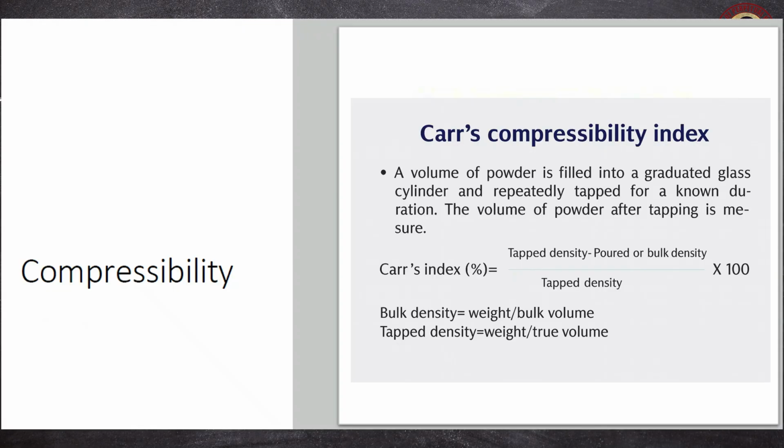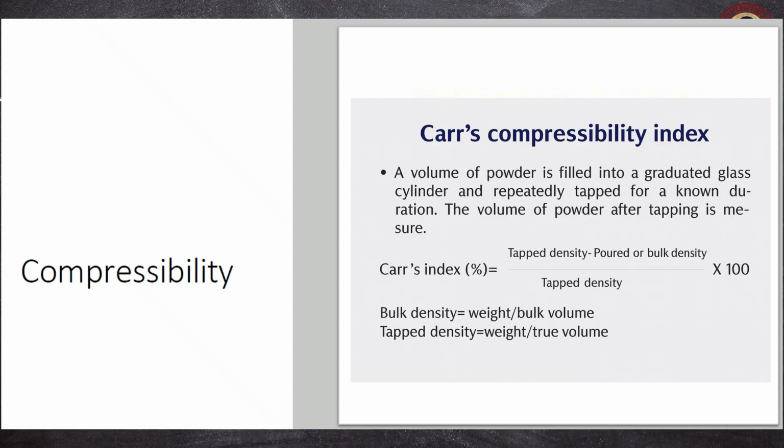Let's talk about compressibility, a key indicator of how well a powder can be packed or compressed, and one of the most practical flow tests in micromeritics. We measure it using the Carr's compressibility index. Here's how it works. A known mass of powder is placed inside a graduated cylinder, then it's tapped repeatedly, usually by a tapping machine, until the powder settles and the volume stops decreasing.